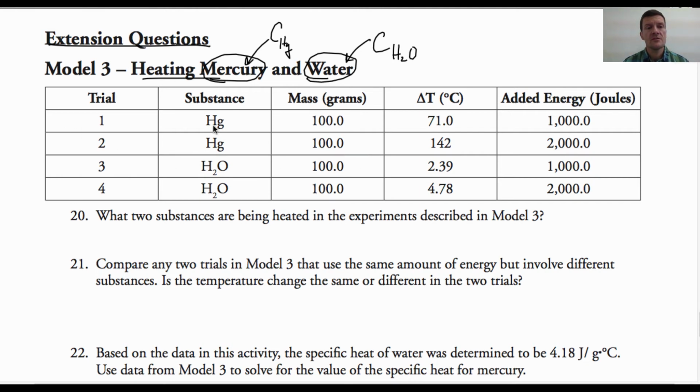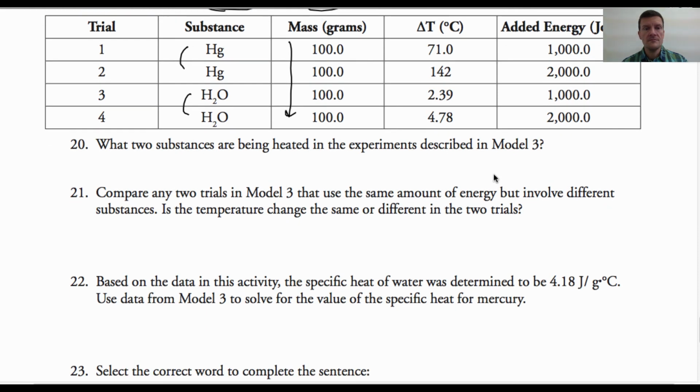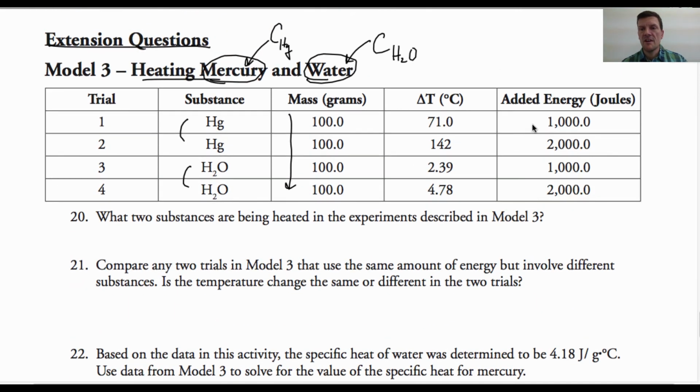We have 4 trials. The first 2 are with mercury, the second 2 are with water. Notice the mass is the same all the way through, and we're going to see delta T and added energy. Also, I'm just going to point out here, look at the added energy. Between trial 1 and 2, they doubled the amount of energy. Between 3 and 4, they doubled the amount of energy. That's not by mistake. That's a great designed experiment. You're keeping the mass constant, you're doubling the energy, and you're trying to figure out what happens to the delta T. Okay?